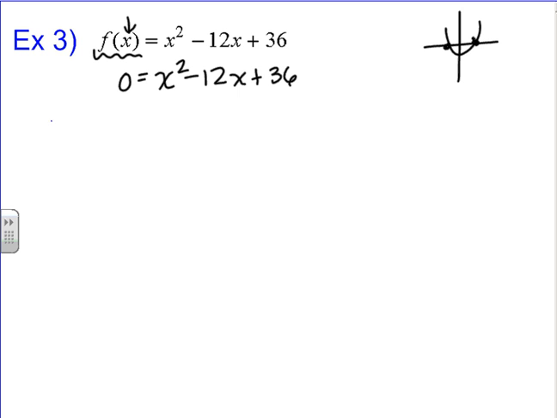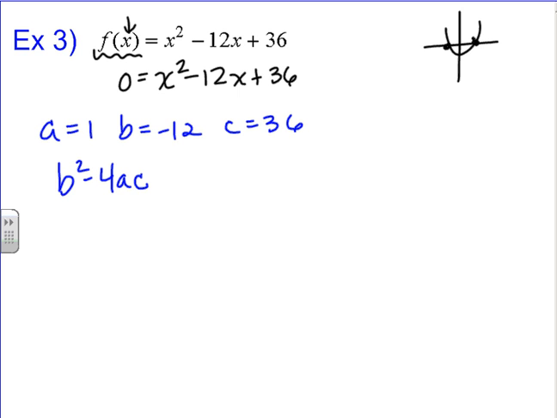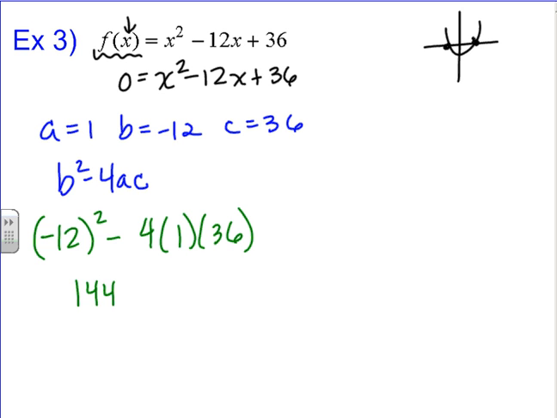And this will help lead us towards getting our definition of our discriminant. So in looking at this, we know that a equals 1, b equals negative 12, and c equals 36. And again, we're going to put it into this b squared minus 4ac notion. So negative 12 squared, minus 4 times a, which is 1, times c, which is 36. Well, negative 12 squared is 144. 4 times 1 times 36 is also 144. So our answer is 0. If we know it's 0, that means we're going to end up with one real solution.